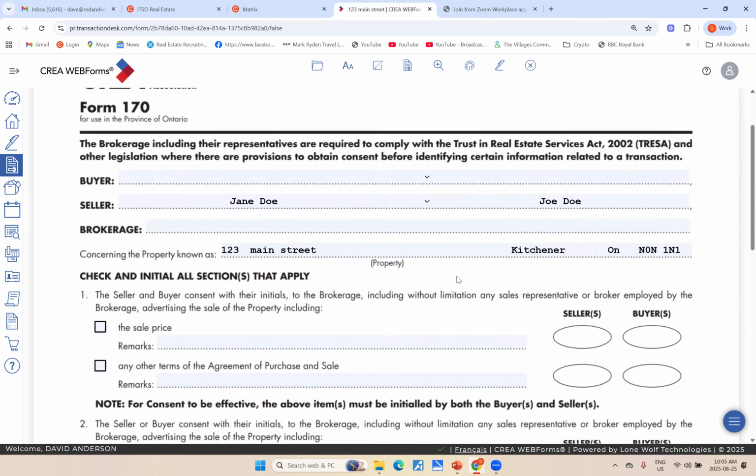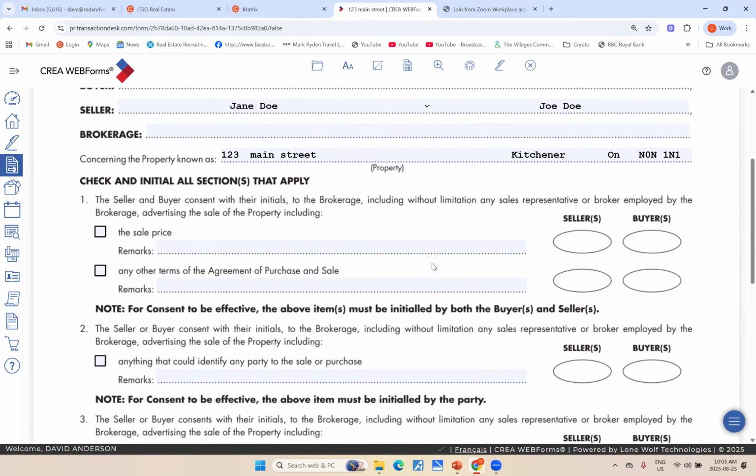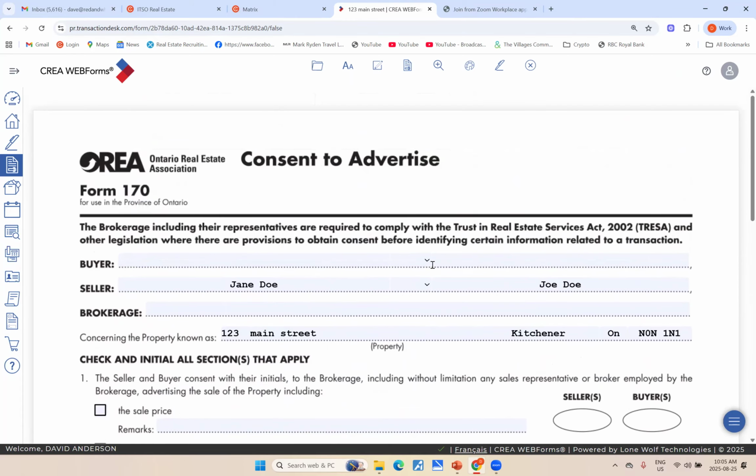So this is Form 170, the consent to advertise. If you're doing any advertising of your property that you want to have the price included, the sold, the names, anything like that, you need to get Form 170 signed by both the buyer and the seller.